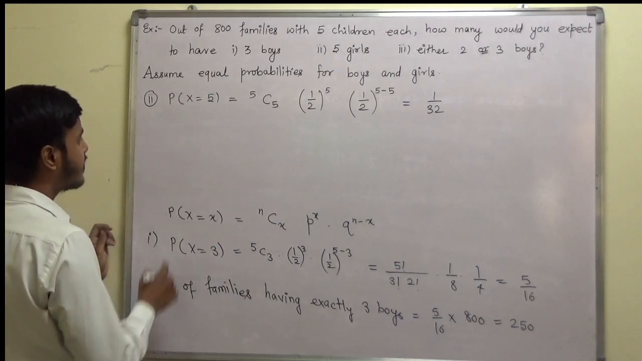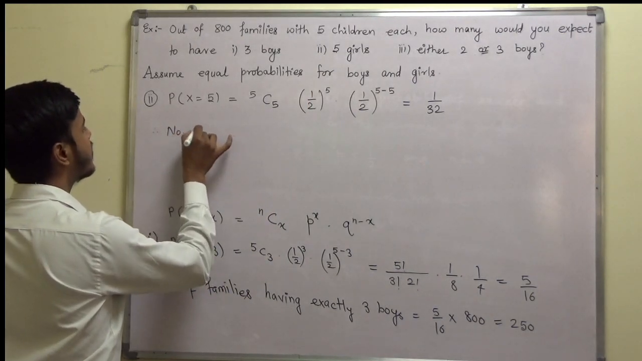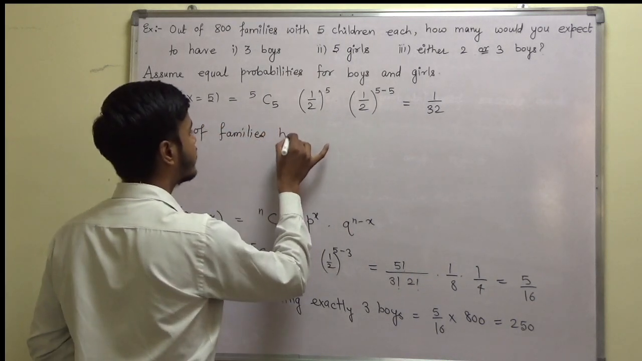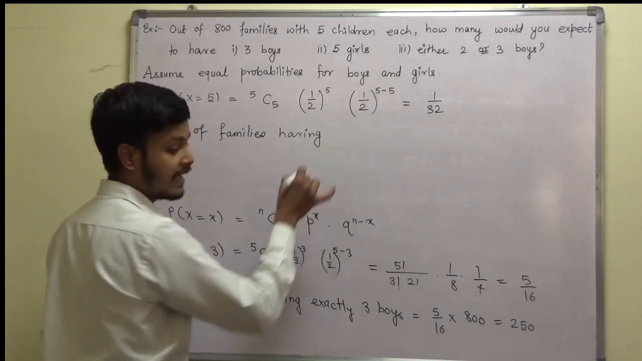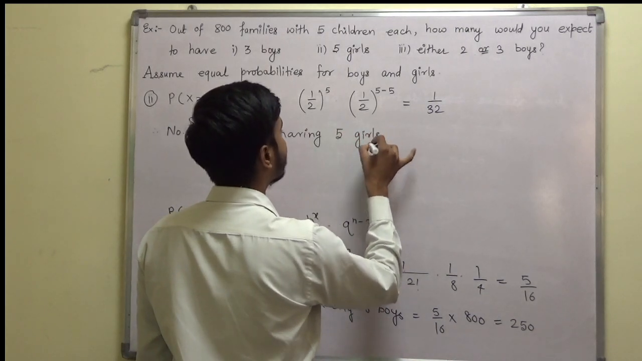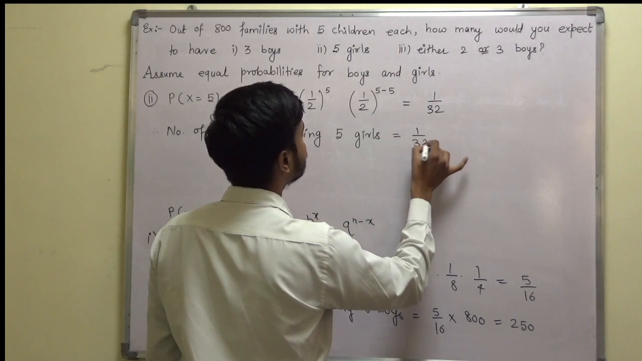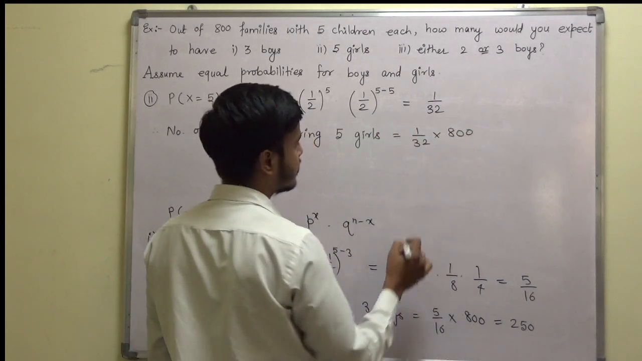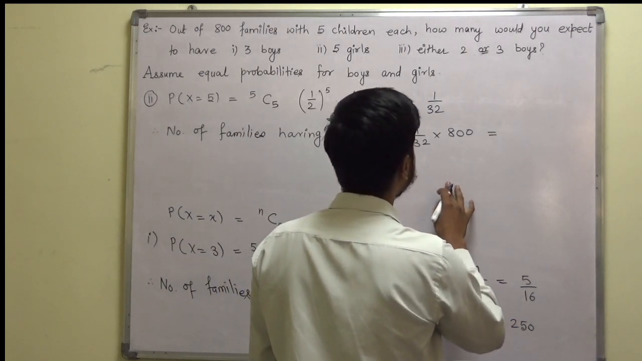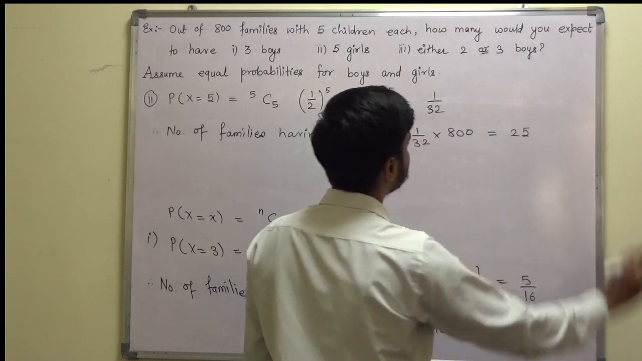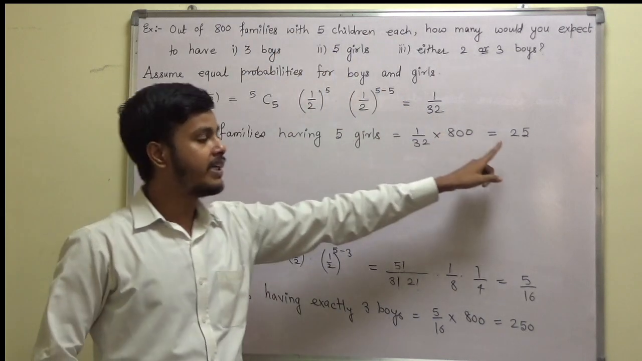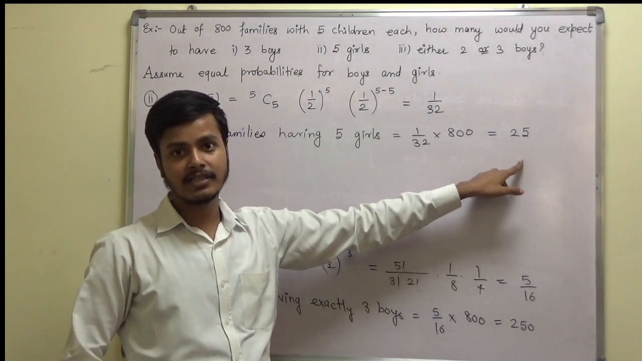But we want to find out the number of families. So the number of families having exactly 5 girls is 1 by 32 into 800. What is it? 16 twos are 32, so 25. So we have 25 families out of these 800. 25 such families are there where all the children are girls.